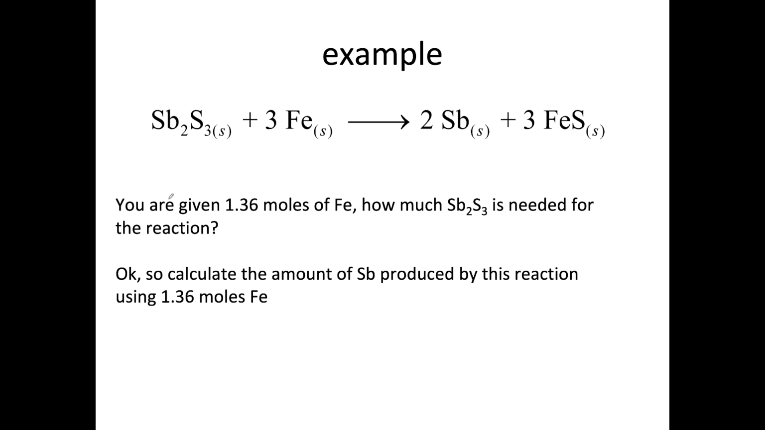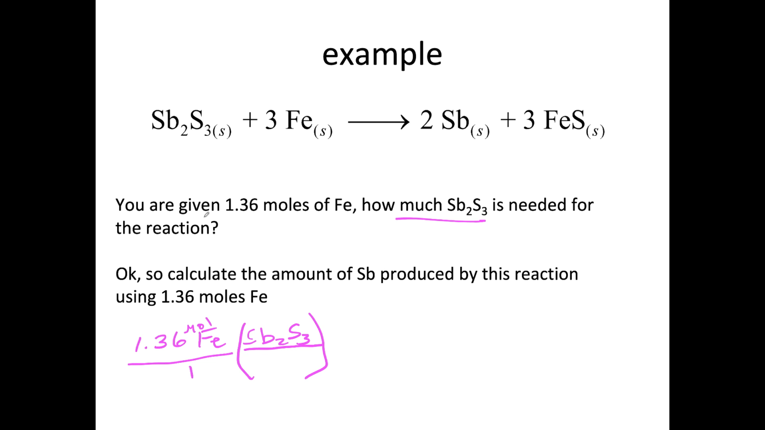So when we look at this, this is the balanced reaction, but we're given 1.36 moles of Fe. How much of this do we need? So we write this down. I'm going to go down here. 1.36 moles of Fe, I forgot the mole, over 1. And I want to multiply that by the molar ratio. We need Sb2S3, so we're looking for how much Sb2S3.